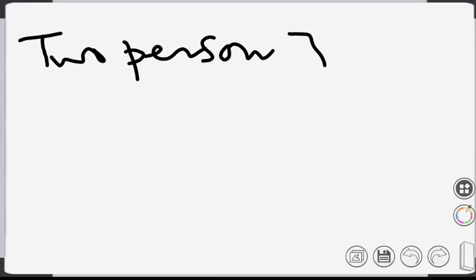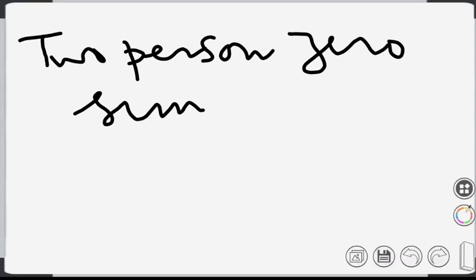So we define, please write some more definitions. We will write two person zero sum game. What is it? What is a two person zero sum game? A two person zero sum game is a game where winning of one person is equal to the loss of the other person.